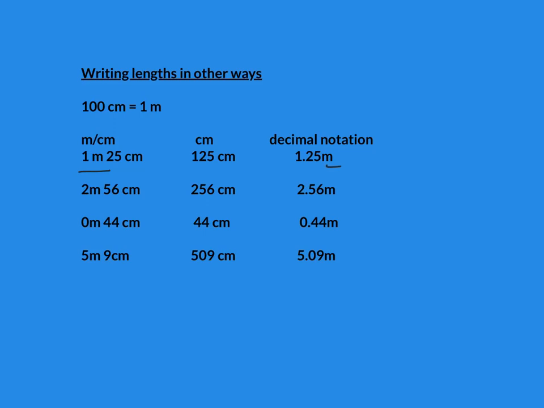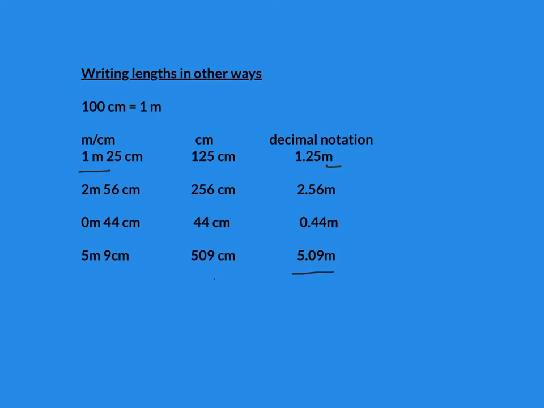Then it's 2.56 metres. Okay, so it's really important that you pay attention to these examples and see how they're written, so that you're able to complete the examples later on your own. So no metres 44 centimetres is just 44 centimetres because there isn't any metres, and 0.44 metres. Okay, 5 metres 9 centimetres is 509 centimetres. That's very straightforward. And then 5.09.